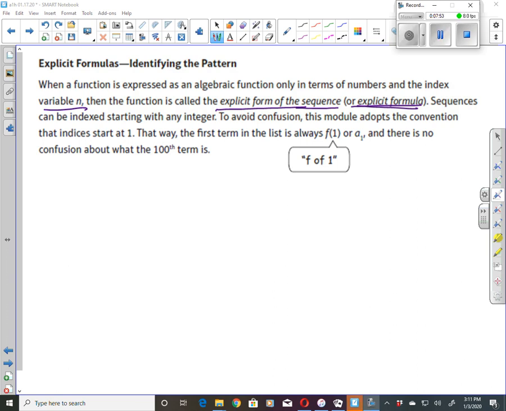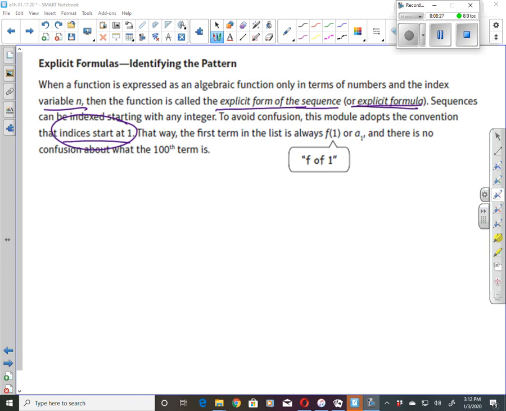Sequences can be indexed starting with any integer. To avoid confusion, this module adopts the convention that the indices start at 1. Now you're going to see that they don't always start at 1 at some point, but in general we're going to start at 1. So this is hopefully going to make things a little more clear. That way the first term on the list is always F1 or A sub 1, and there is no confusion about what the 100th term is.